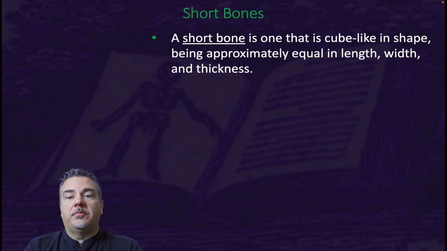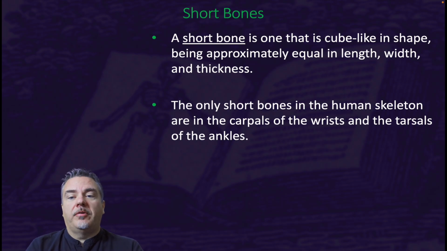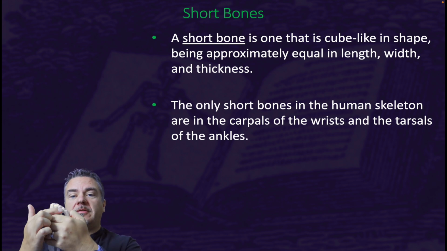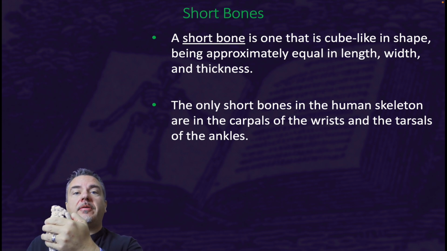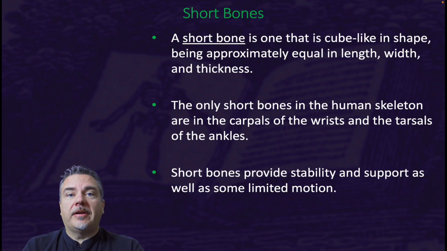A short bone is one that is cube-like in shape, being approximately equal in length, width, and thickness. The only short bones in the human skeleton are the carpals of the wrist and the tarsals of the ankles. So if we're looking at the carpals of the wrist, these bones here are approximately equal in length, width, and thickness, so these are short bones. Short bones provide stability and support as well as some limited motion.